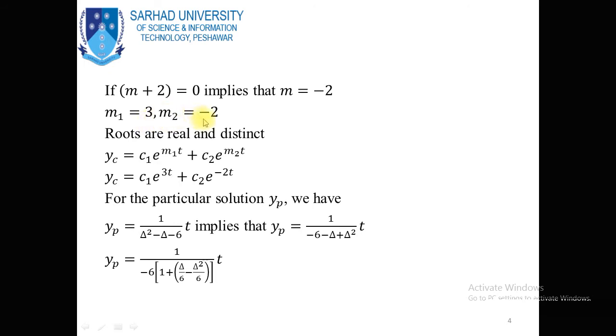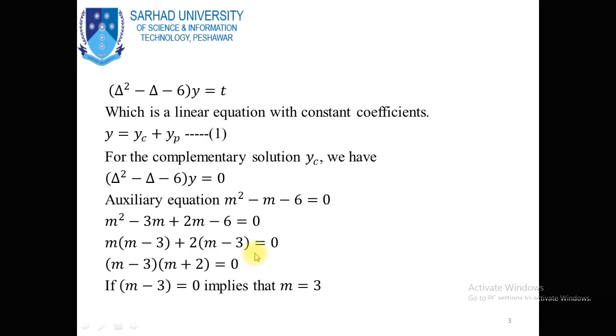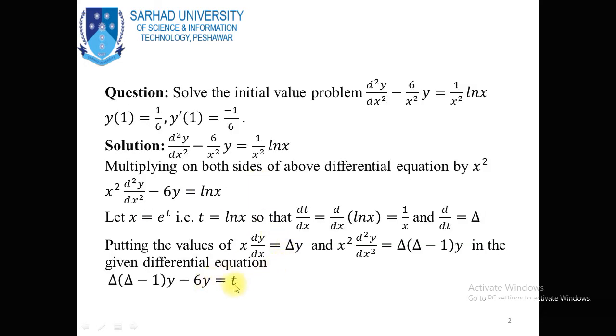Since the roots are real and different, the complementary solution is equal to c1 e power m1t plus c2 e power m2t. Putting the values of m1 and m2, we obtain the complementary solution c1 e power 3t plus c2 e power minus 2t. Now to find the particular solution, we apply the inverse operator upon t, which is the right hand side of the equation del into del minus 1 into y minus 6y is equal to t, where t comes from log x is equal to t.